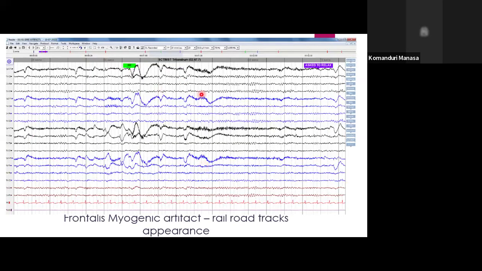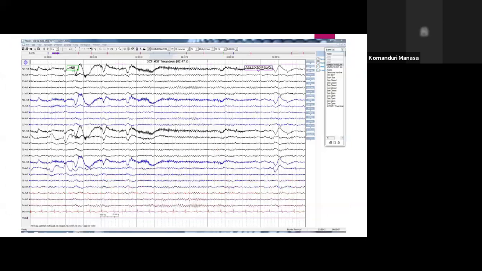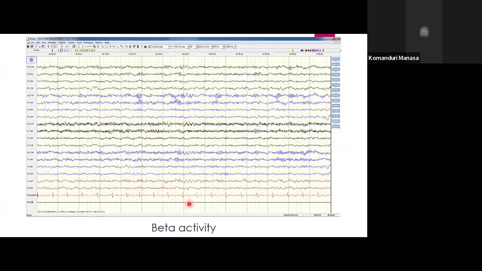So this is a frontalis myogenic artifact, which is seen in the frontopolar channels alone. This is mimicking a railroad track appearance because of the multiple motor unit potentials, which have a railroad track appearance. So this is a common average, which is showing isolated frontopolar regions showing the frontalis myogenic artifact. So this is a beta activity.